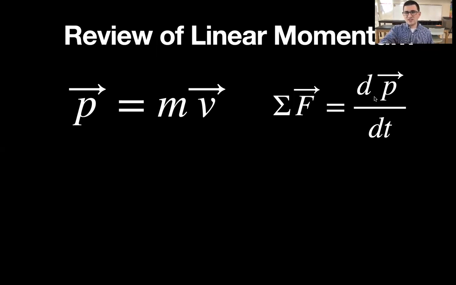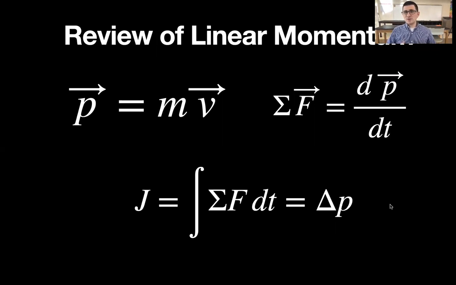But if we don't have a constant mass, then we can just use the product rule on this. And then also we talked about how impulse is the change in momentum and can be found by taking the area of a force versus time graph or integrating the force function with respect to time. And this allowed us to derive the idea of conservation of linear momentum, because if there's no external forces or the net force is zero, then there's going to be no change in momentum. So the final momentum is going to equal the initial momentum.